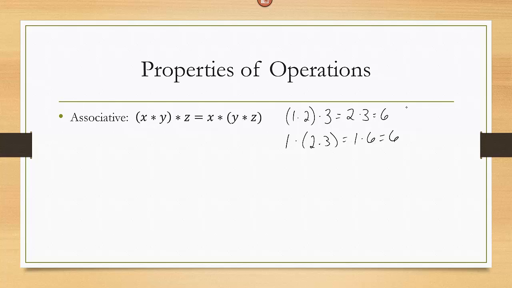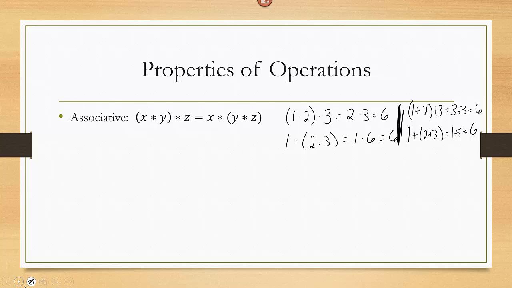This also works with addition. So let's say we have 1 plus 2 plus 3. That's going to equal 1 plus 2 is 3, plus 3 equals 6. And then switching that around, 1 plus 2 plus 3 equals 1 plus 5 equals 6. So it works both ways, works multiplication and addition.